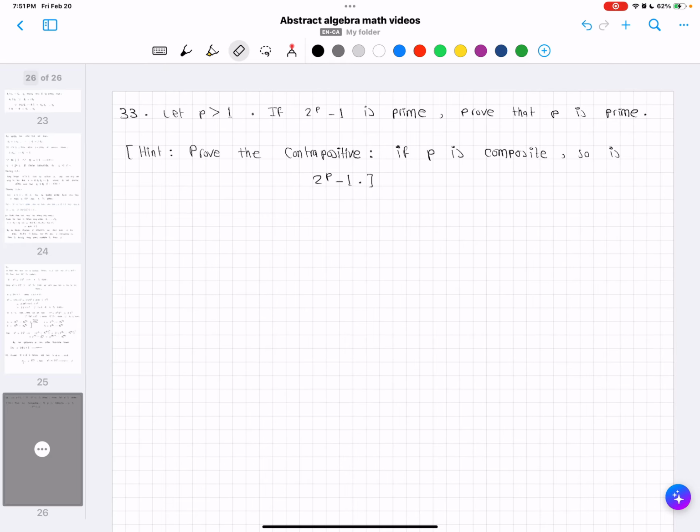So we have the following problem. Let P be prime. If 2^P minus 1 is prime, prove that P is prime. So this is really a structural result, as you'll see in the proof. How structures vary with respect to each other is what I mean by a structural result.